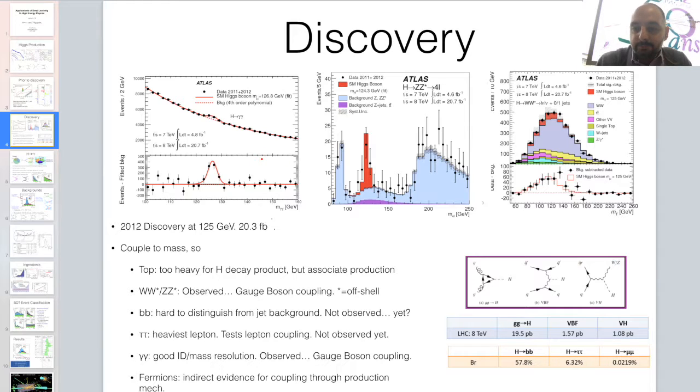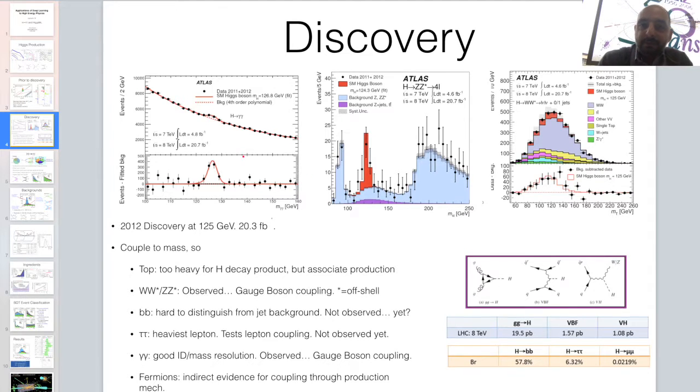The vector boson fusion, which is this process, is about 2 picobarn. It just gives you the relative size of the various processes. The associated production is about 1, and this shows you the branching ratios: Higgs to bb is about 57%, tau is about 6%, mu is about 0.2%, and 0.02% and so on. Okay, that gives you a picture there.